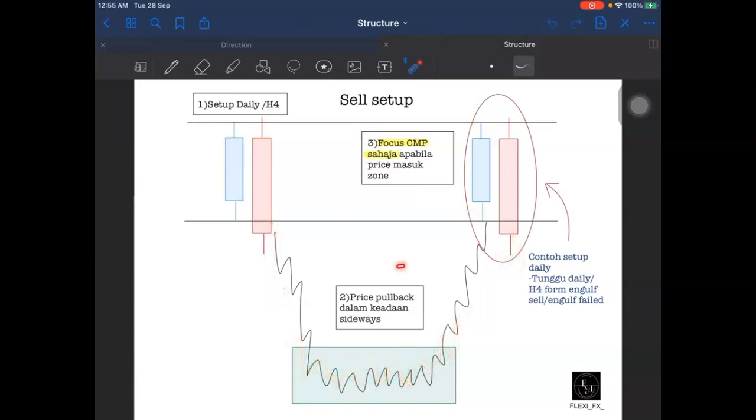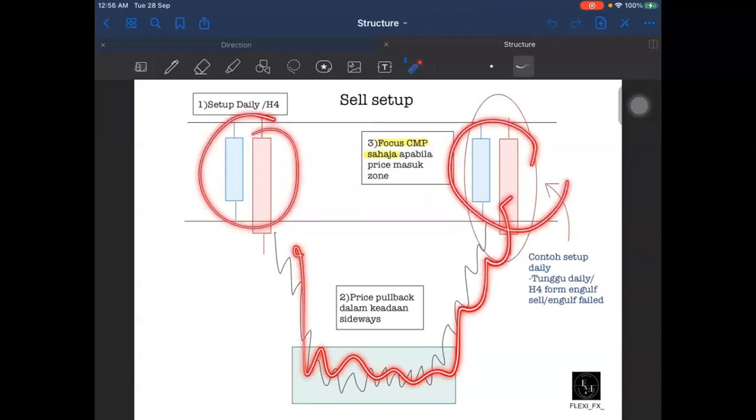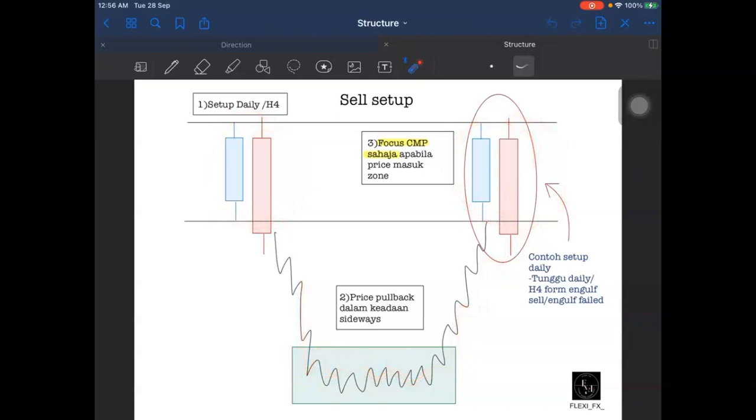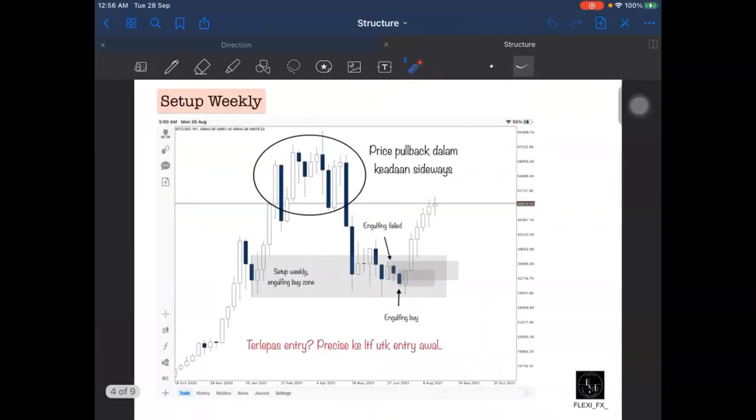Just ignore all of this, because this one is all in Malay. Later I will change it to English. So just remember, price always has to make engulf, sideways, pull back, and form another engulfing. Alright, this is for sell. So let's say in weekly we can see engulf, and price pulls back by sideways, and then forms another engulfing buy. So we will look for confirmation to entry buy over here.